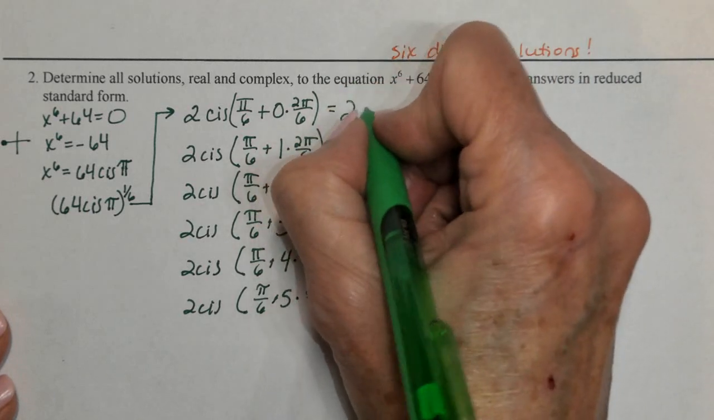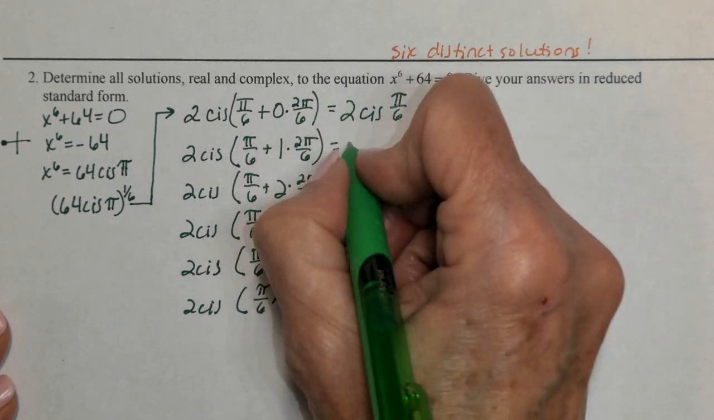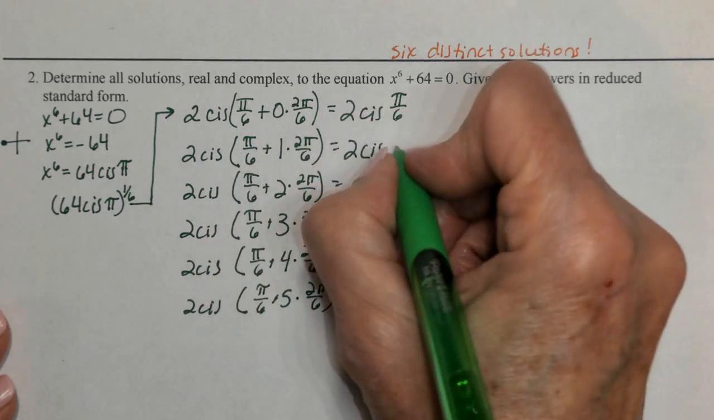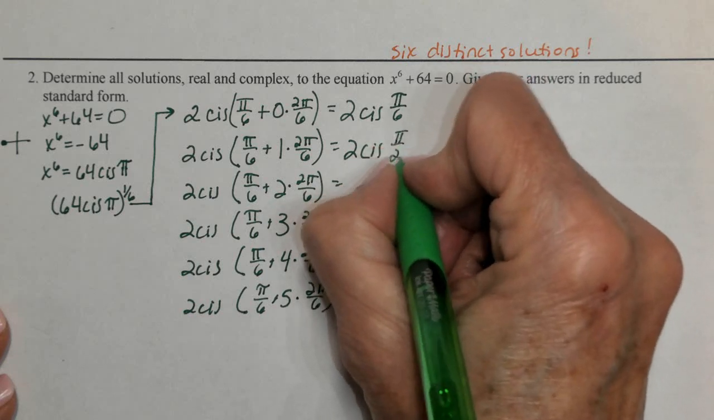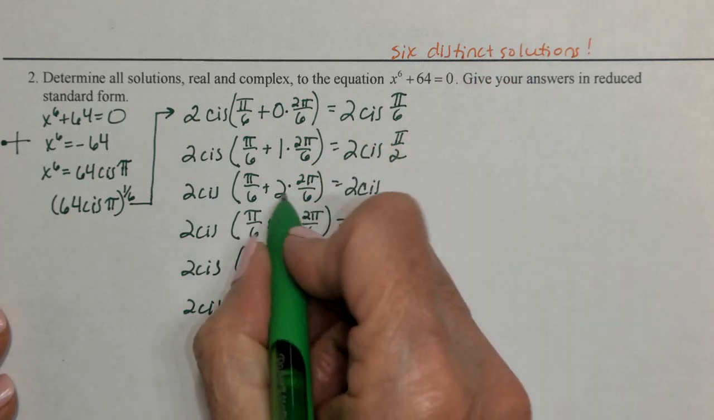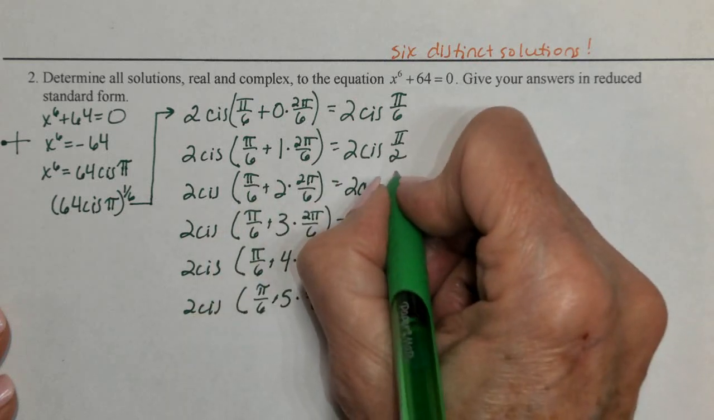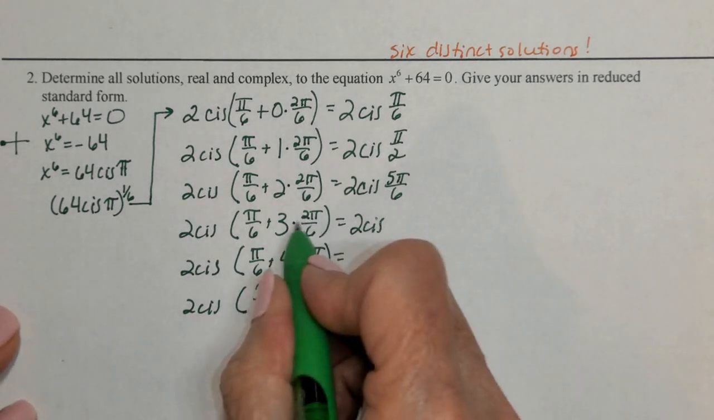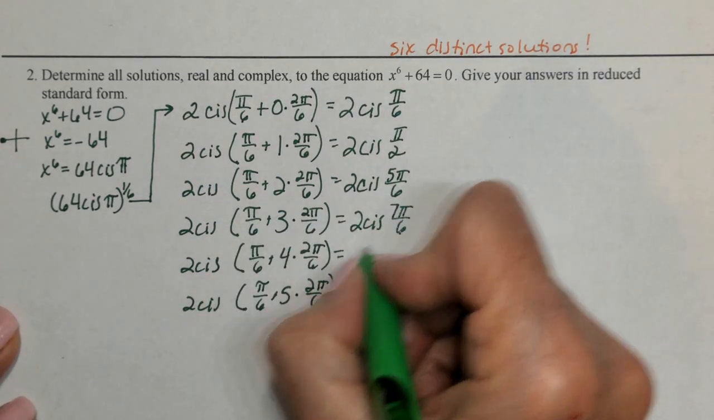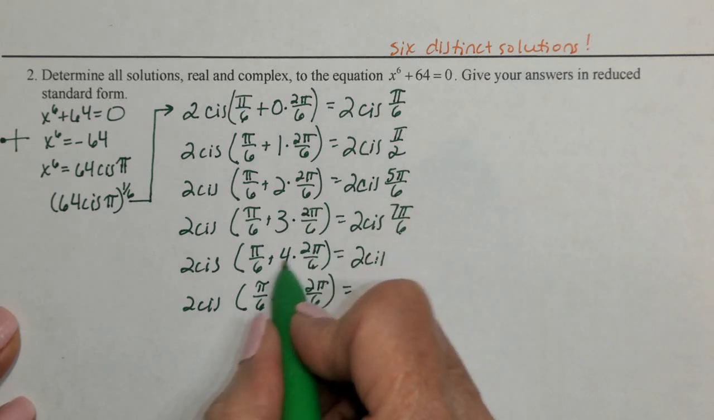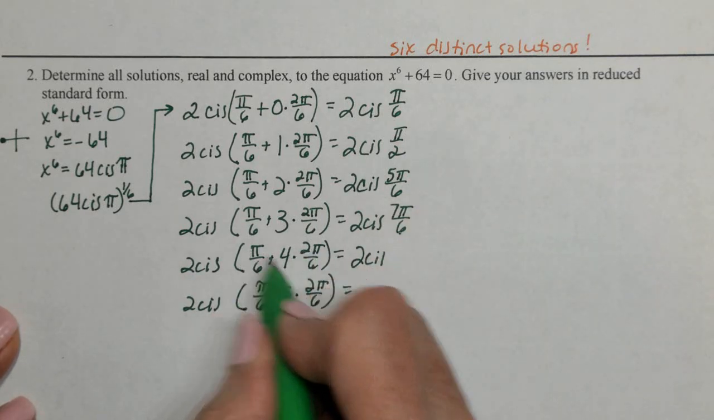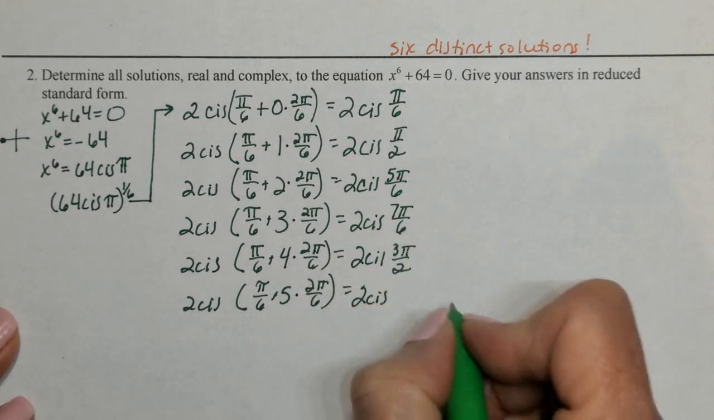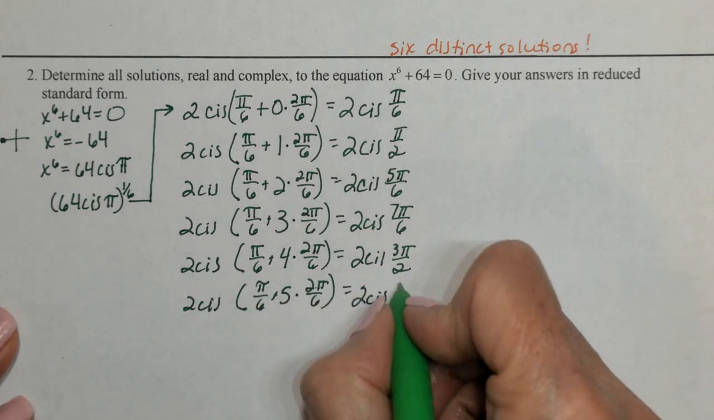So we have 2 cis pi over 6. 2 cis 2 pi plus pi is 3 pi over 6. That's pi over 2. 2 cis 4 pi plus 1 pi is 5 pi over 6. 2 cis 6 pi plus 1 pi is 7 pi over 6. Next one's going to be 8 pi plus 1 pi is 9 pi over 6. That is 3 pi over 2. And then lastly, 2 cis 10 pi plus 1 pi is 11 pi over 6.